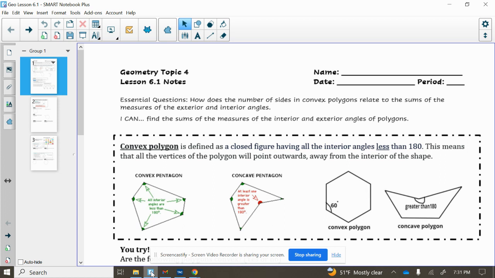Hi everyone and welcome to the beginning of topic 6. Today we are going to talk about finding the measures of interior and exterior angles of polygons.